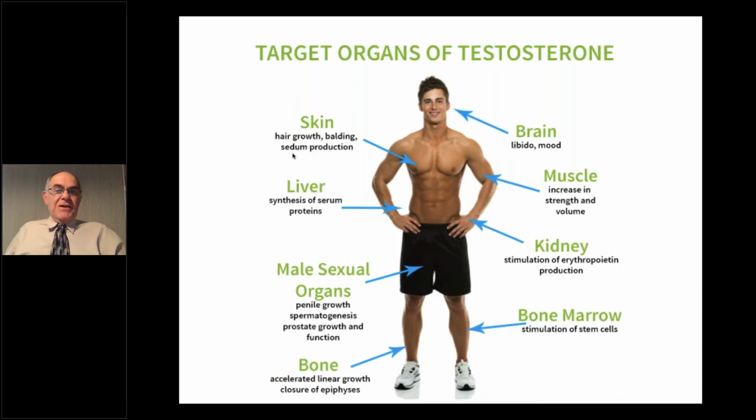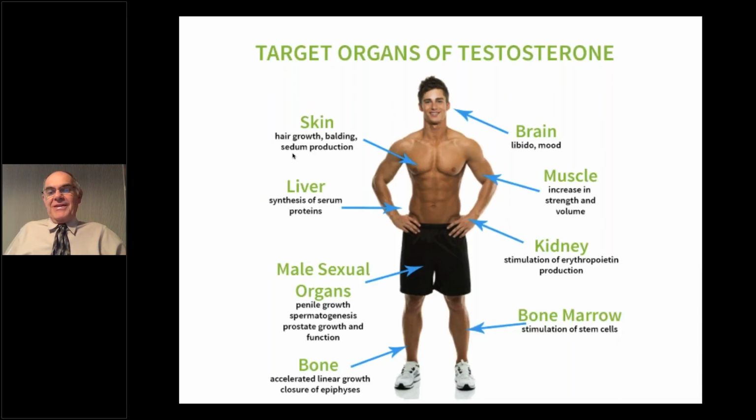These are the main target organs that we see in a man. Bone, again, sex organs, the liver, the skin, the brain, the muscle, the kidney. So it is important that we have adequate levels. So just imagine a man being treated for prostate cancer who either had testicles removed, or more often now they're on Lupron, which basically stops the secretion. So they have no testosterone.